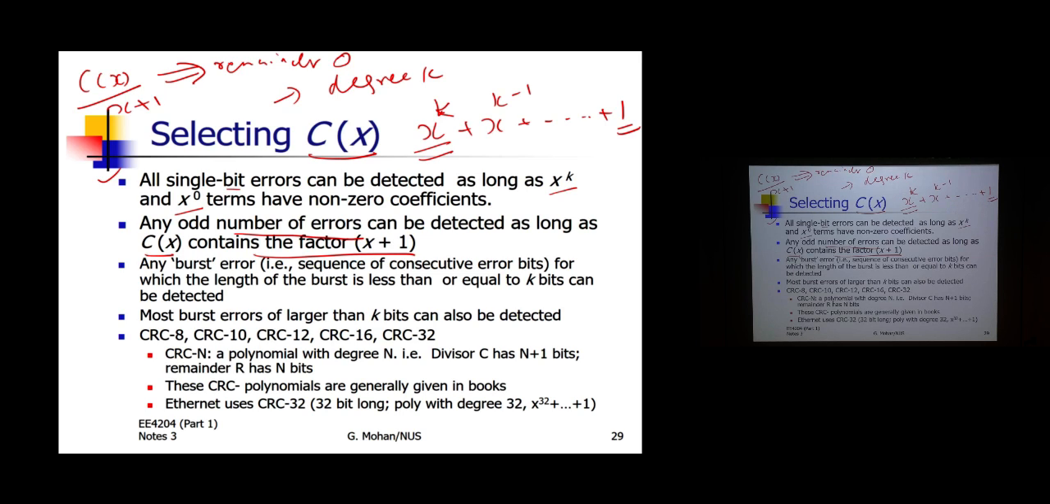Okay. So how do you check? Suppose in the test, if I give this polynomial as the divisor polynomial, and you are asked to check if it can detect any odd number of errors, what should you do? You should check whether it has a factor x plus 1. How do you find whether it has a factor? You have to divide it by x plus 1 and see whether it gives remainder 0.